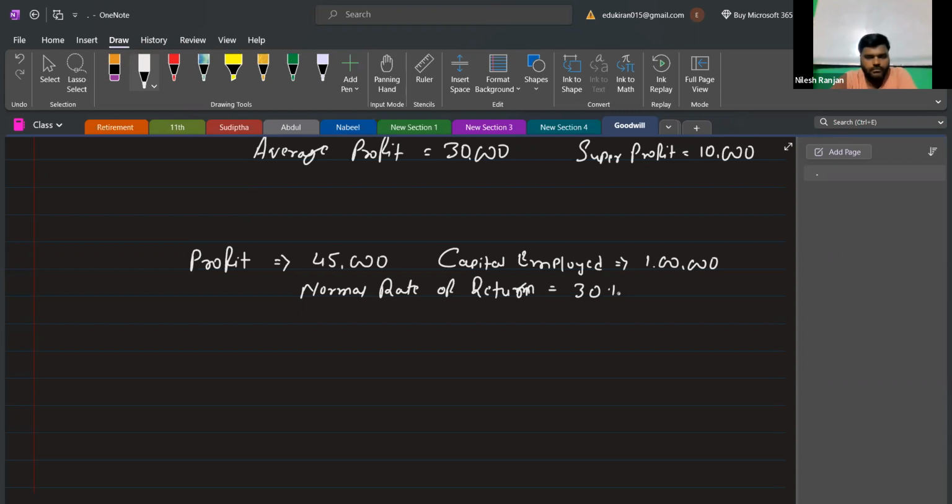So you're using average profit, right? Sir, super profit will be 15,000. Okay, goodwill you cannot calculate because there is no number of years of purchase. Yes, sir.